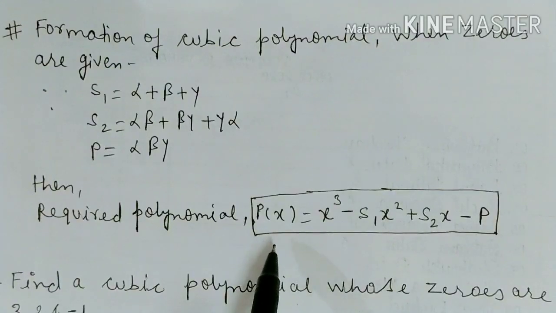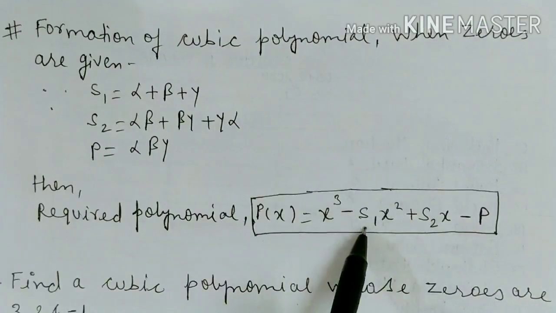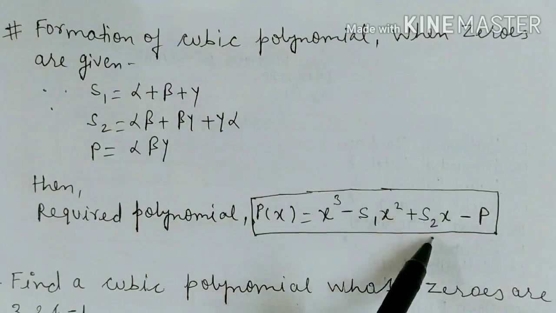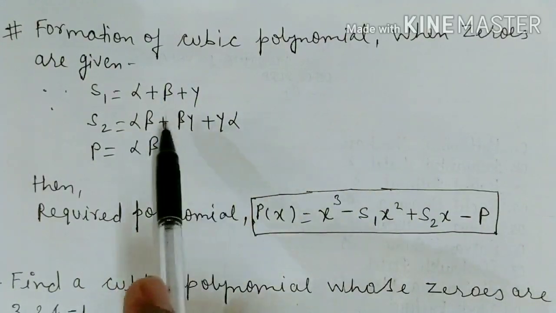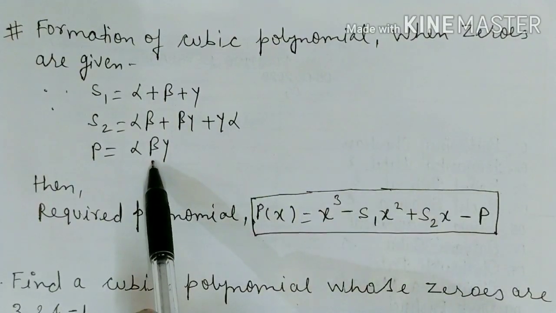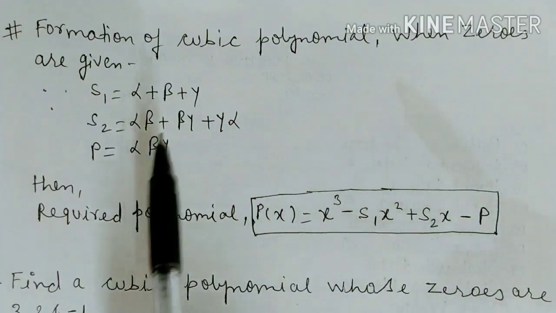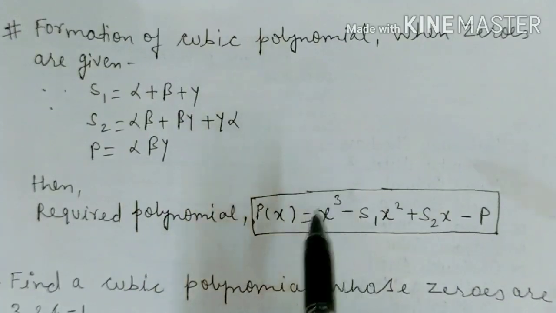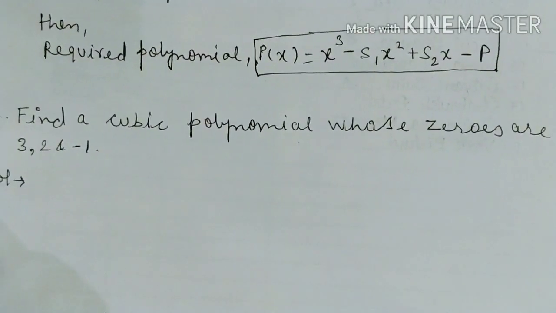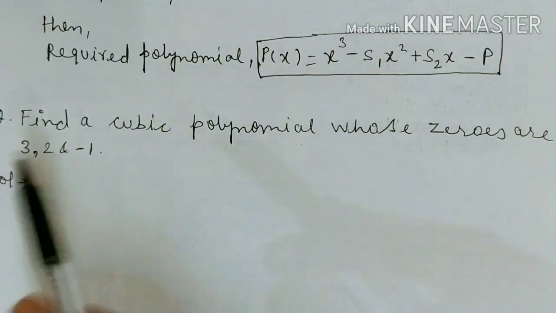P of x or f of x, whichever you want to use: P of x is equal to x cube minus S1 x square. At the place of S1 you have to write this. Plus S2x, at the place of S2 you have to write the value of this. At the place of P you have to write the value of this. Is this clear? x cube minus S1 x square plus S2x minus P. There are some other methods also, but that will be lengthy. I will suggest you to learn the formula and do it directly. Clear? So the next question: find a cubic polynomial whose zeros are 3, 2 and minus 1.